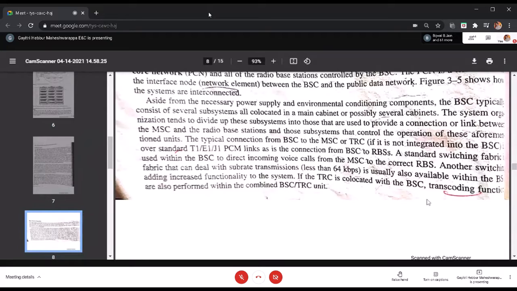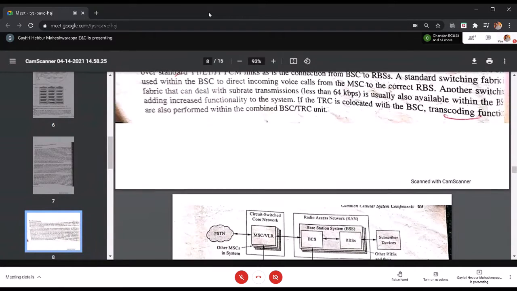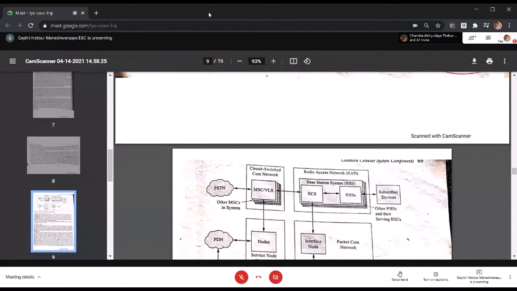As I told you, another switching fabric that can deal with transmission less than 64 is usually unavailable within the base station, adding increased functionality of the system by using PRC and transcoding functions. It is a combined unit called the DSC bar PRC unit.